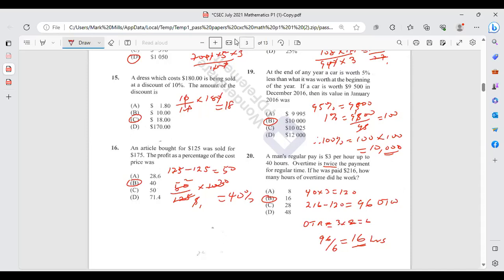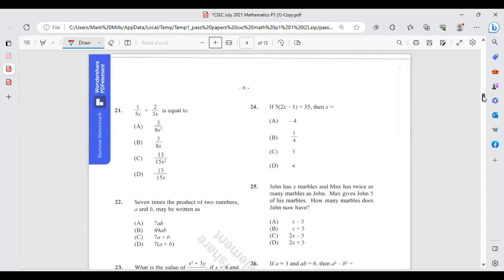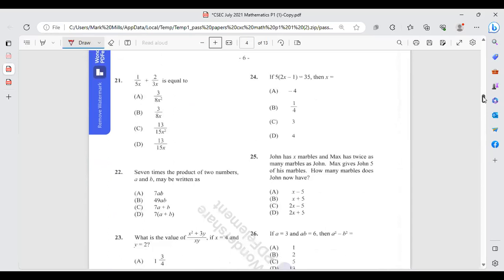We clear? Yes, sir. All right, so let's go to 21. How do I do 21?